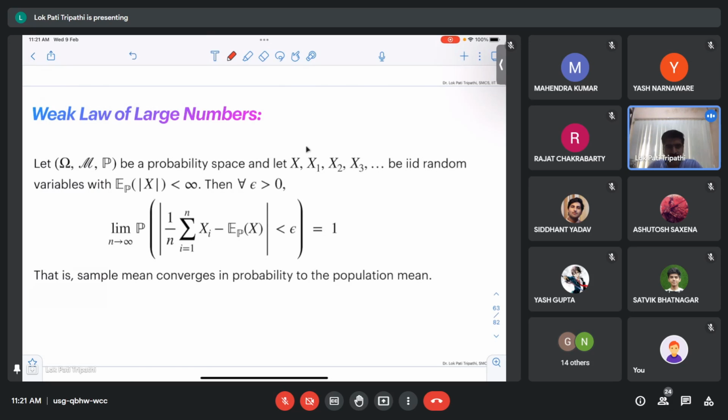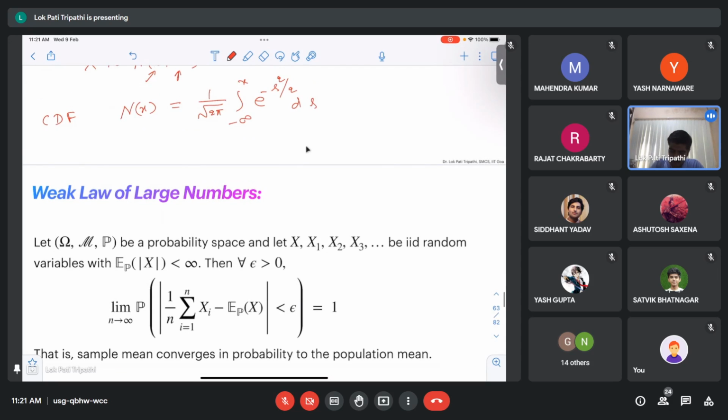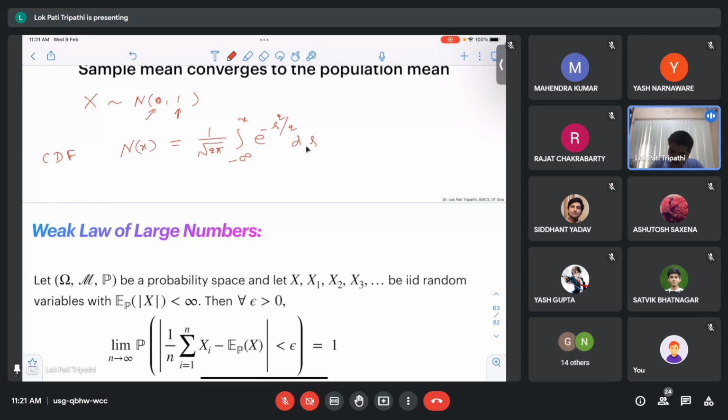Actually, I wanted to discuss something. So I have told you the definition of expectation of a random variable. Now, I haven't told you anything about variance. So can anybody tell me what is the variance of a random variable?